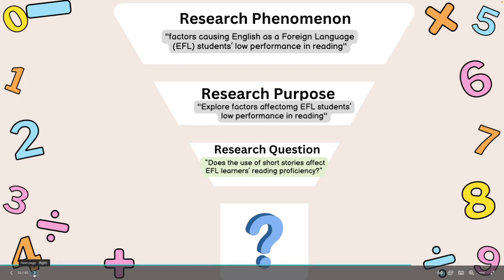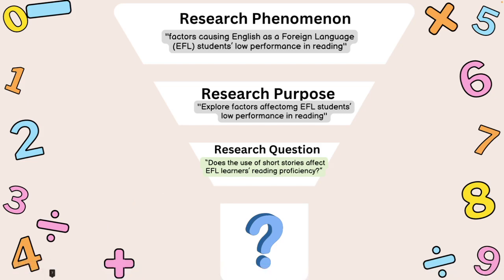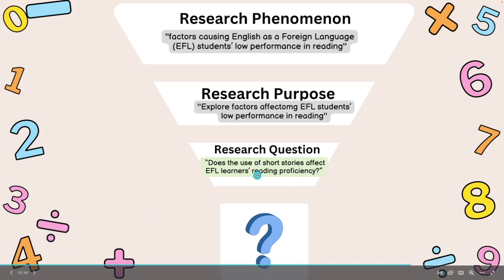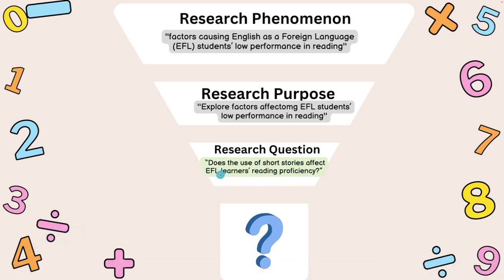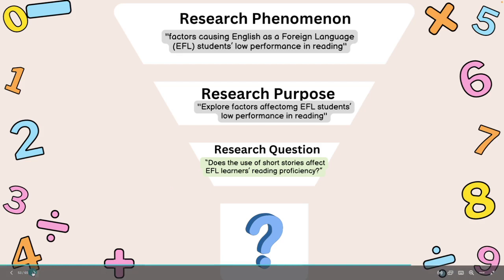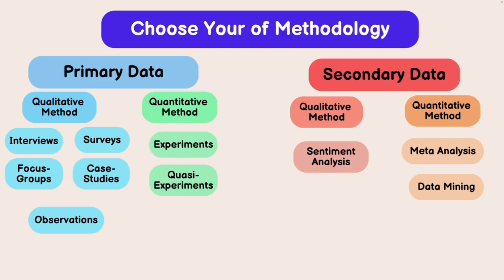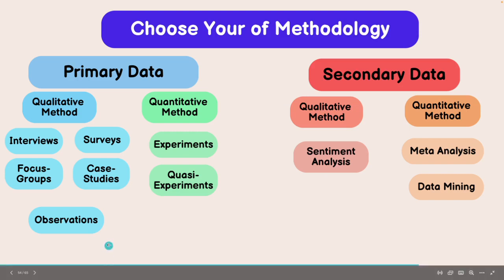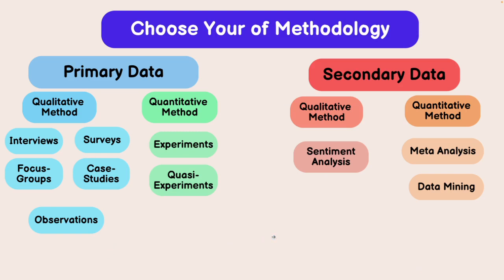And so now you realize that you have the variables in question: reading proficiency among EFL learners, and the use of short stories. Now, how are you going to measure the reading proficiency? Is it going to be a test, or is it going to be the students' response about how they feel about reading, their reading proficiency? So these are some of the things you keep in mind, and this is going to determine the choice, the methodology of how you collect your data, right?